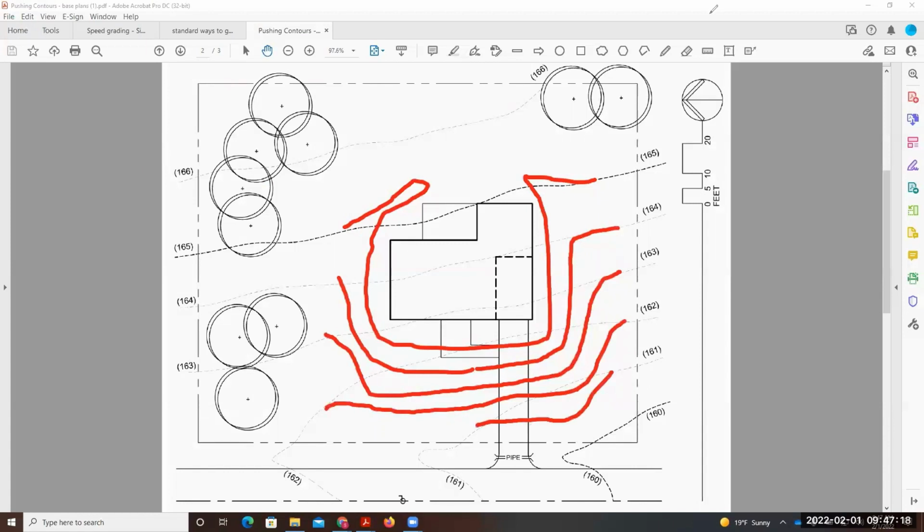And then your question becomes to yourself, okay, self, that's lovely, but how far apart are these contours? Does that make sense? How far apart are those contours after I push them? And I'm looking at this and I'm thinking, well, on average, they're about 10 feet apart. 10 feet apart is how much slope? 10%, yes. Is 10% an acceptable slope for a driveway?